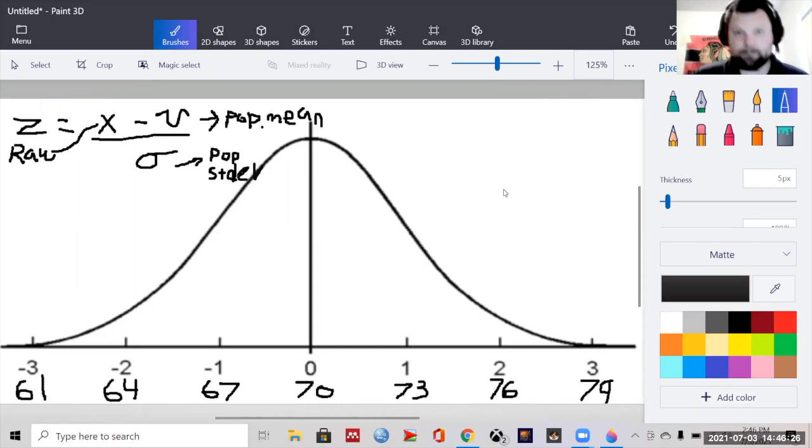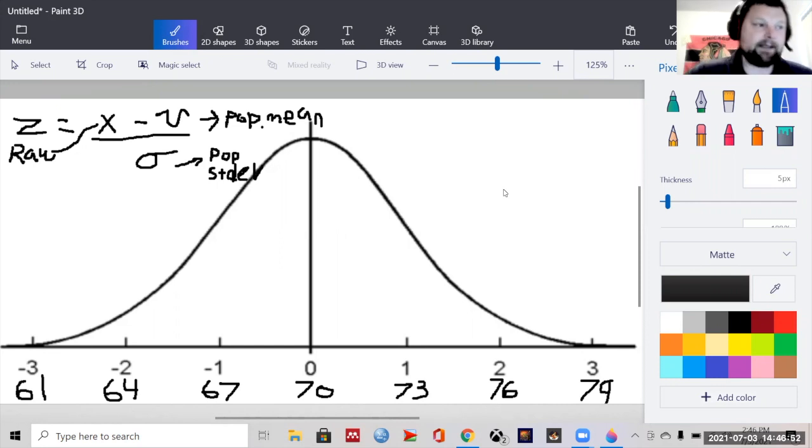For instance, my height of 71 inches, I'm 5'11" last I checked. I'll never make it to 6 foot, but that's okay. My height of 71 inches is a raw score. But if I was to compare that score to the average height of American men, my z-score, or my standard score, or standardized score, would be 0.33.